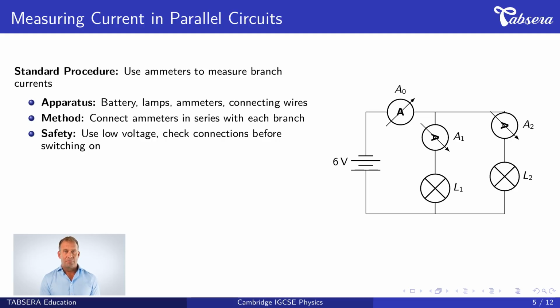Safety is paramount. Use low voltage supplies, typically 6 volts maximum. Check all connections before switching on. Avoid short circuits which can damage equipment. The diagram shows the complete setup with ammeter A0 measuring total current, A1 measuring current through lamp 1, and A2 measuring current through lamp 2.